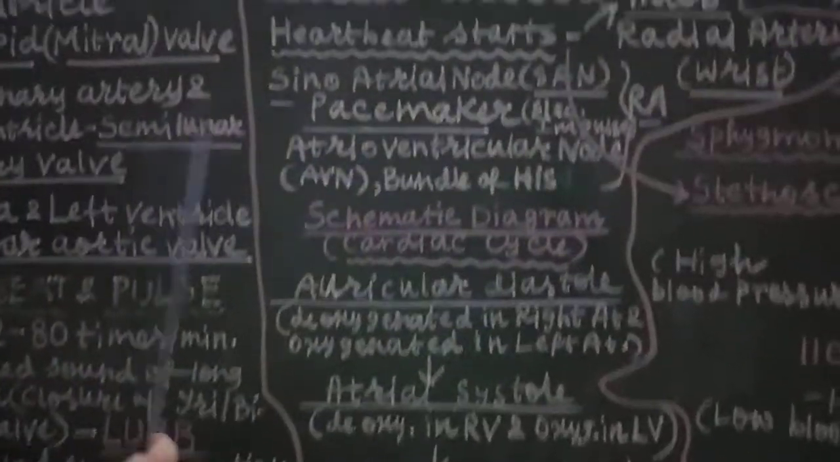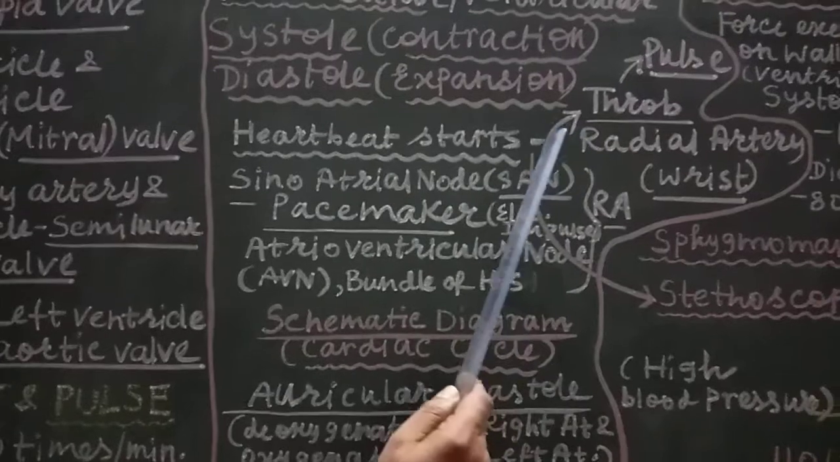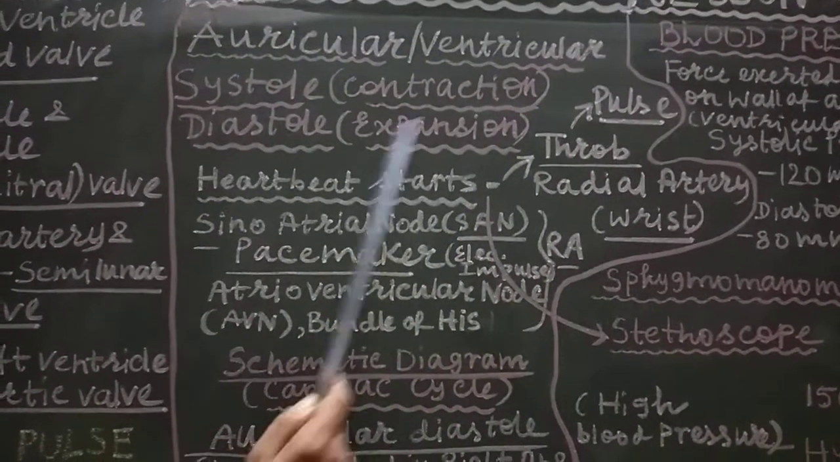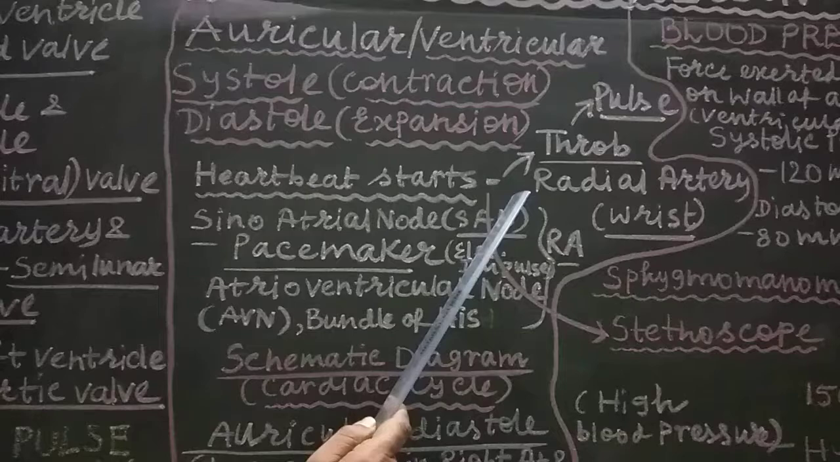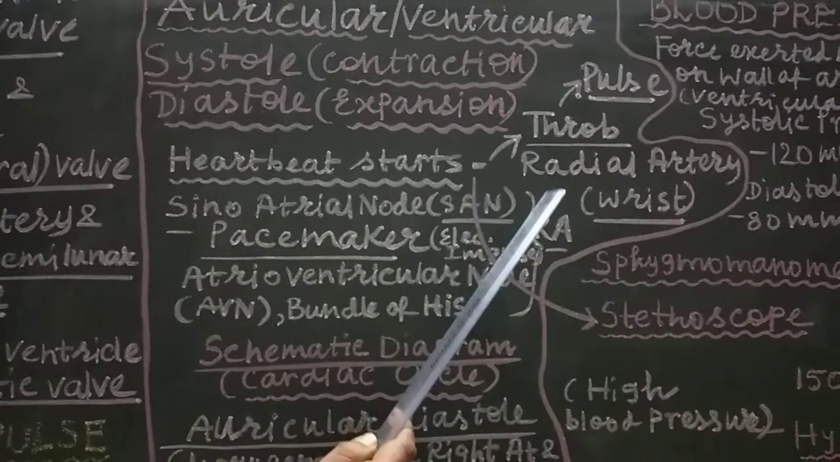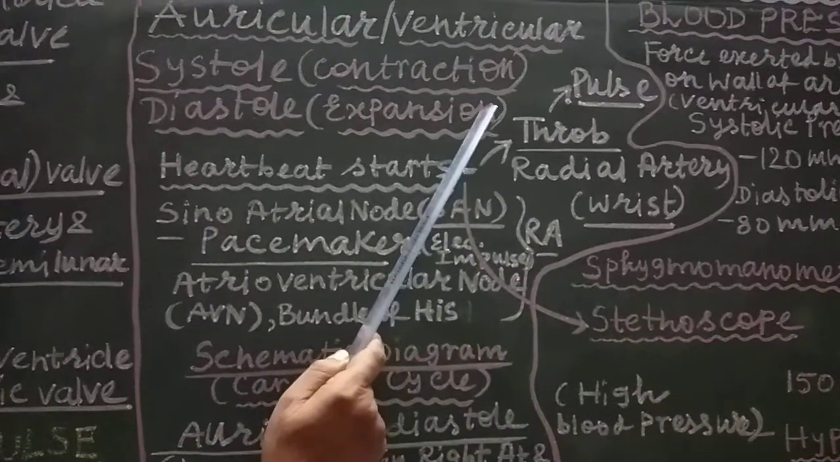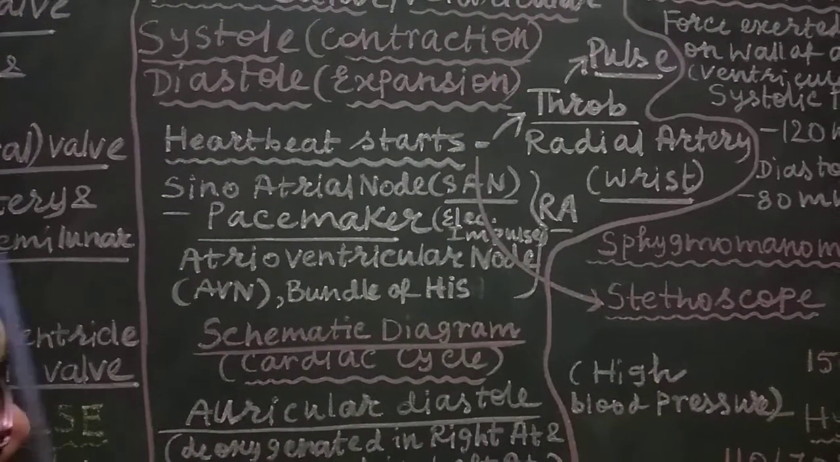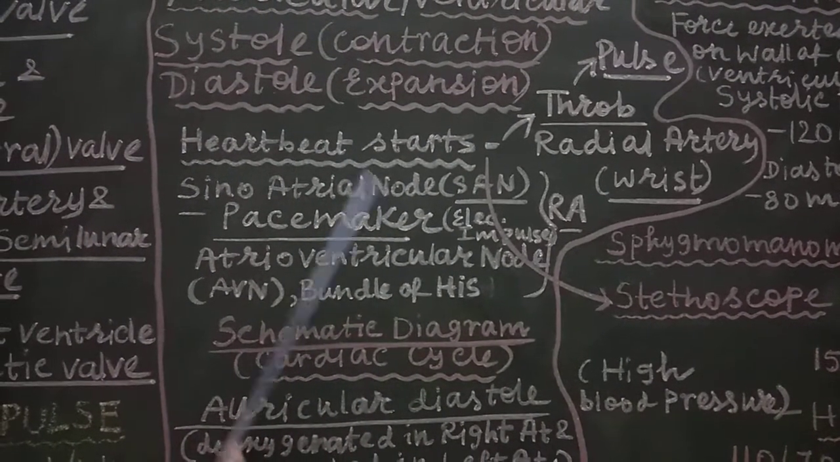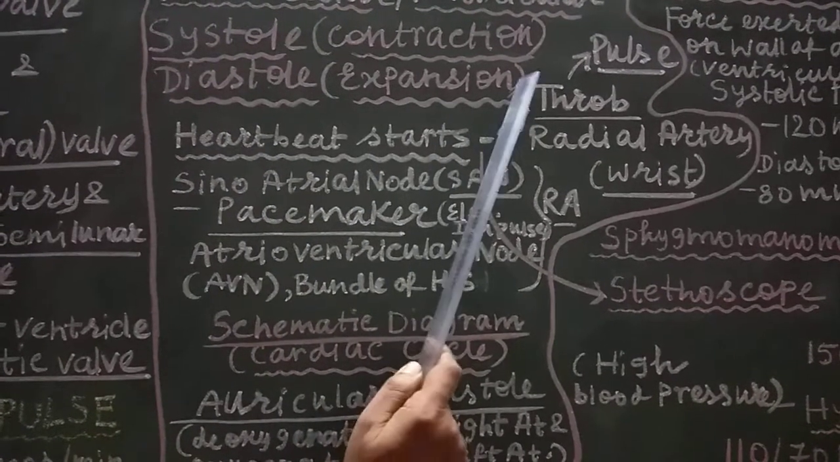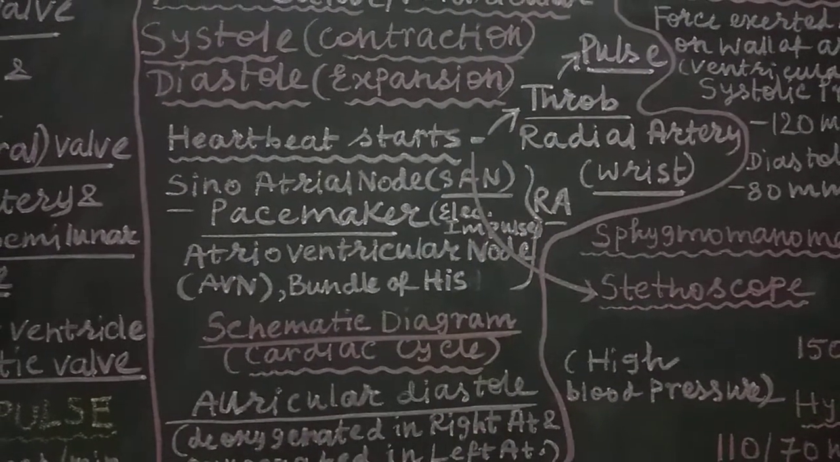This heartbeat produces a throb. This throb is generated in several arteries in our body, of which the main one is called the radial artery, which is present in the wrist. By pressing that artery we can find this throb, which is called the pulse. So that is the difference between heartbeat and pulse. Heartbeat is generated in the heart, and what is felt in the form of a throb is called the pulse.